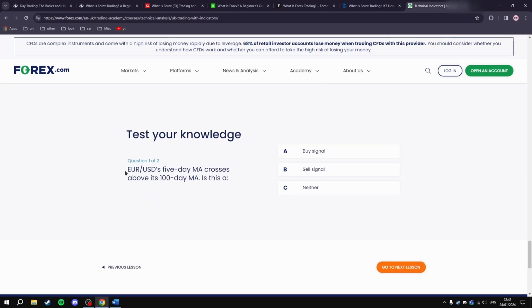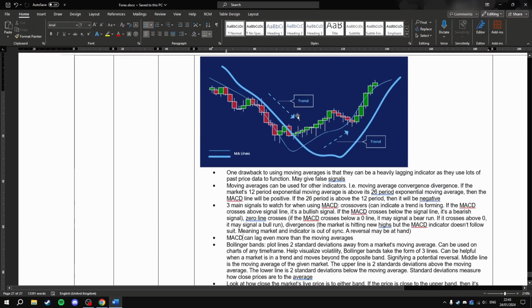And then to do the knowledge check: EUR/USD's 5-day moving average crosses above its 100-day moving average. So if it crosses, then... I'm going to have to remind myself, what was it?